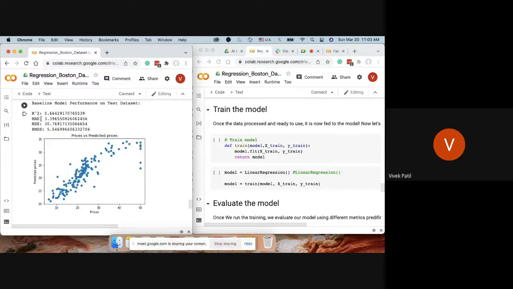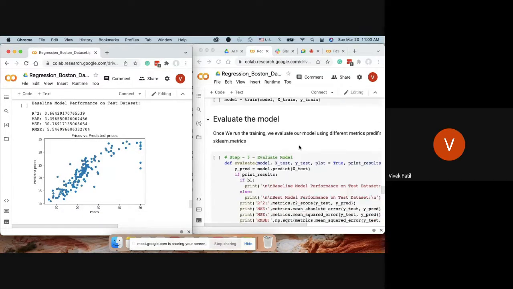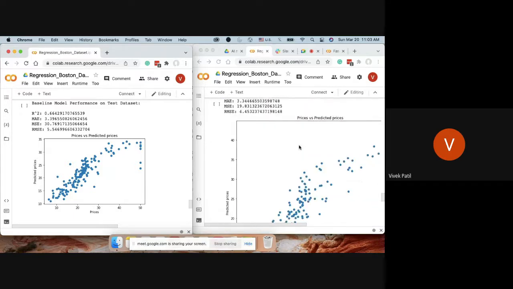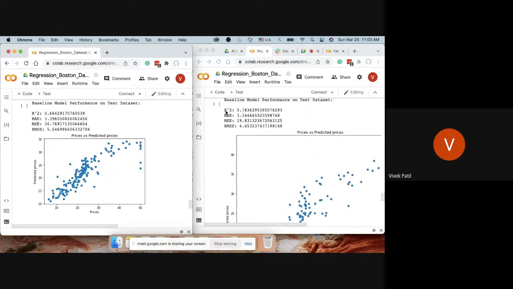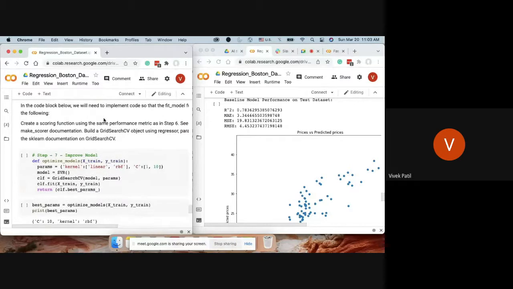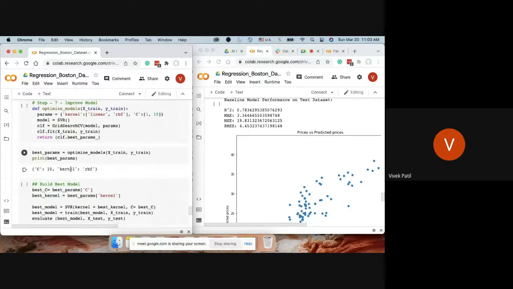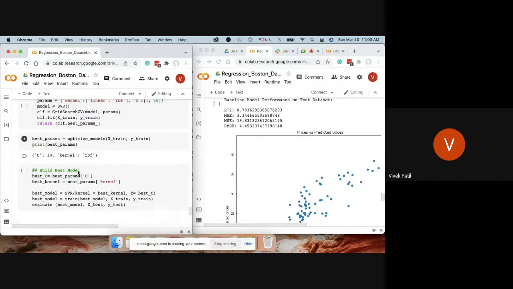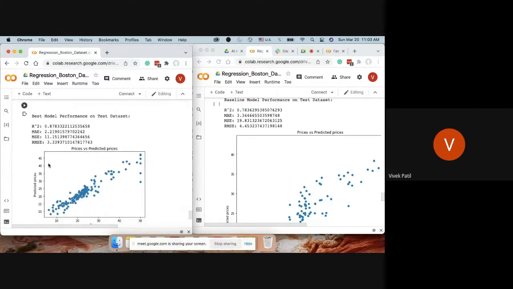With SVR, we were getting an R square value of 0.66, and when we change to the linear model, we get a relatively higher R square value. Apparently this model fits the data better, which was surprising for me because I would assume SVR is more complex in nature compared to linear. After improving the model, the best parameters are C equal to 10 and kernel RBF for SVR, and the R square increased to 0.87, which is quite impressive.